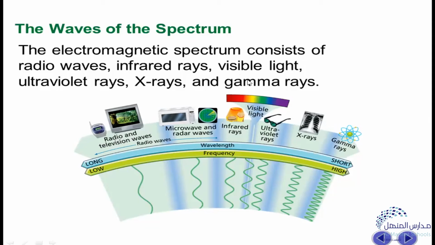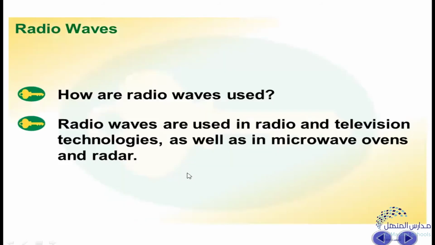So the strongest one is gamma rays, which have the highest frequency, while we start with radio waves, which have the lowest frequency and the longest wavelength. Radio waves. We will start to study one of them, which is radio waves. How are radio waves used?